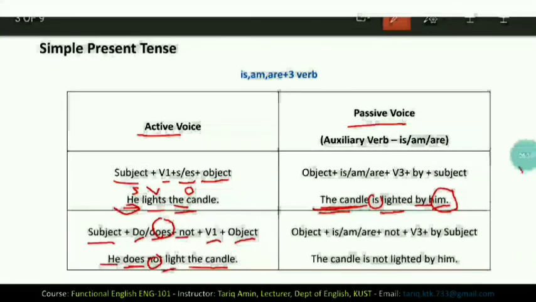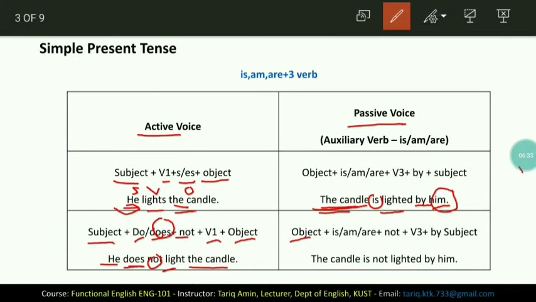Its passive voice: we change the subject into object, or the object into subject, and after that we put the appropriate auxiliary verb. Then after the auxiliary or helping verb we put not, then the third form of the verb and the subject. The candle is not lit. The basic difference between this sentence and the first sentence is that we have put not after the helping verb is. The rest of the sentence is the same as above: lit is the third form of the verb, plus by plus him.